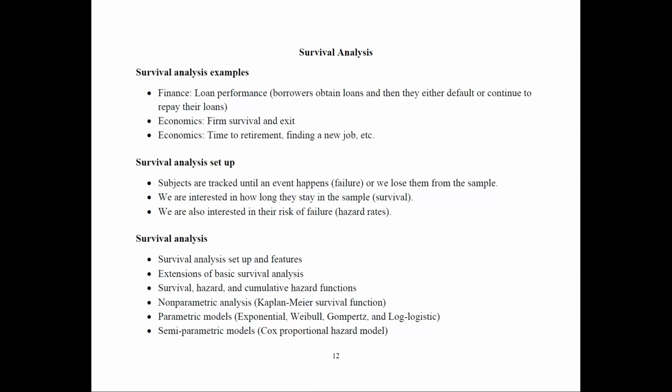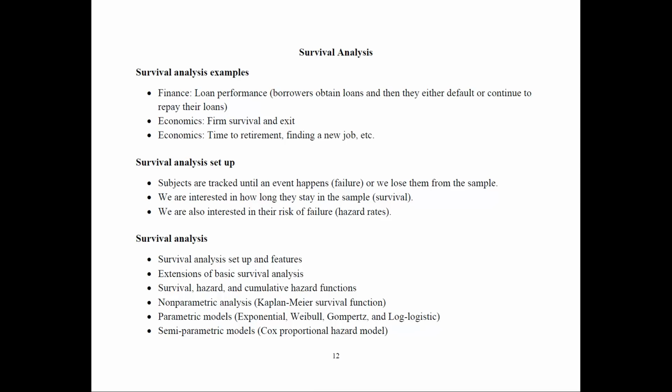Subjects are tracked until an event happens, which we call failure. It may be a good event, but that's the terminology. We call this event a failure. Or we lose them from the sample because they may leave the sample for other unrelated reasons. And we're interested in how long they stay in the sample, which is what we call survival. And we're also interested in their risk of failure, the hazard rates, which would be different depending on how long they have been in the sample and have been surviving.